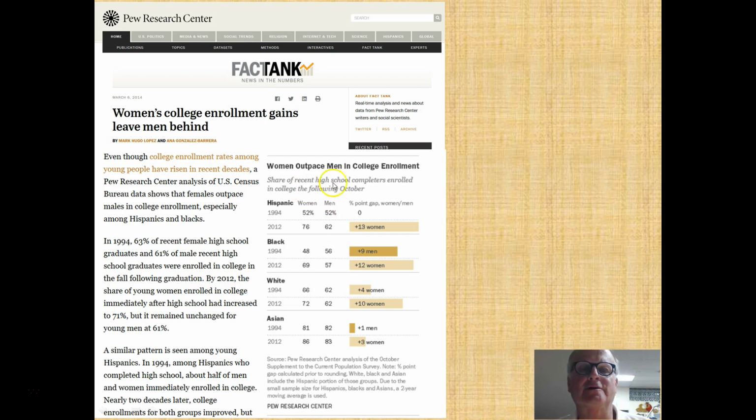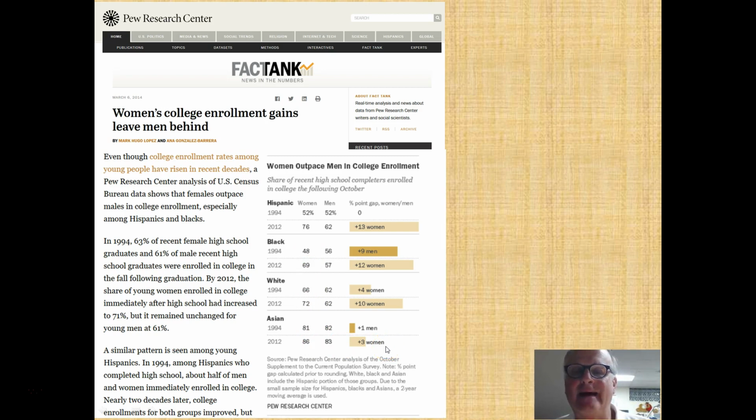Same thing, this is high school completers enrolled in college. That's where these numbers come from. It's not the absolute percentage of all these folks, but you can see that there are more women going to college in every ethnic category, in Hispanic, in Black, in white, and in Asian, than men.